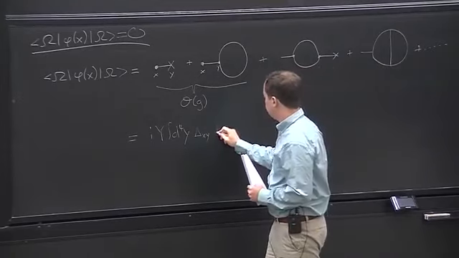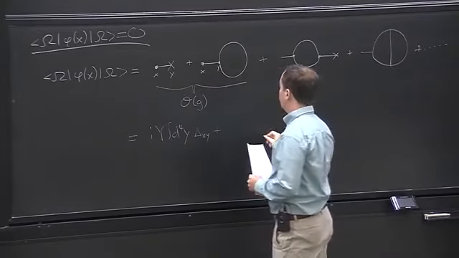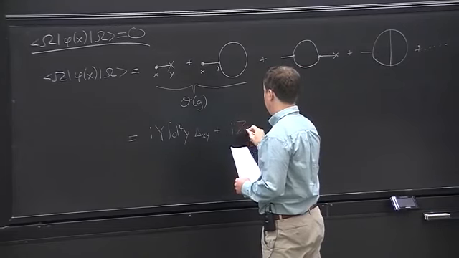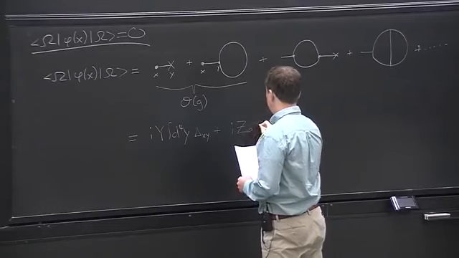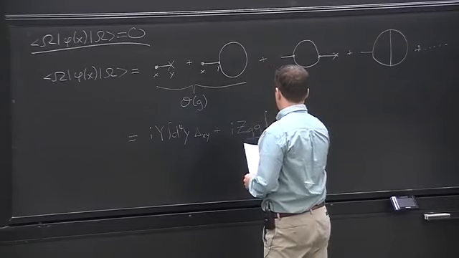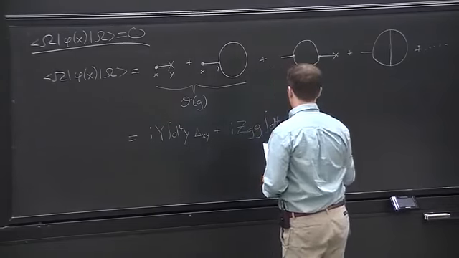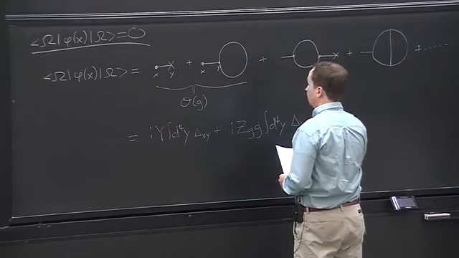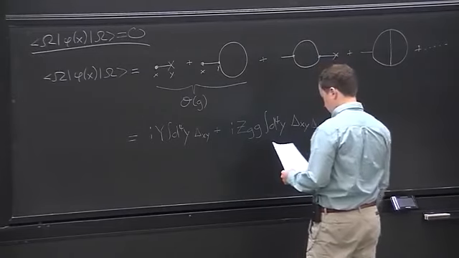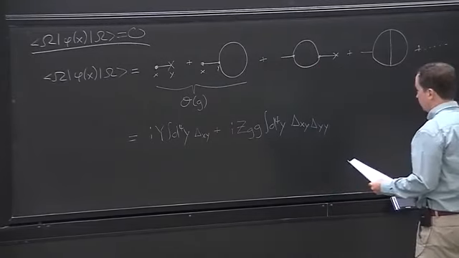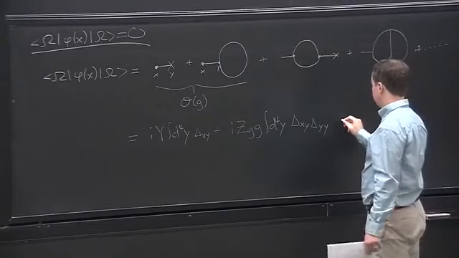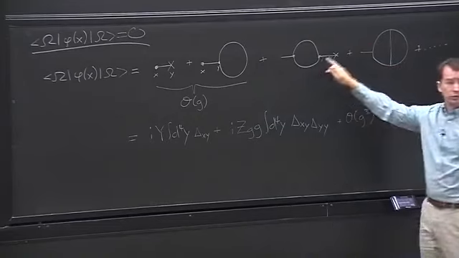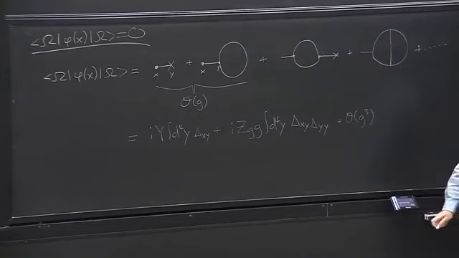Our second diagram has one cubic vertex. So it's i zg g, integral d4y. And then we have two propagators, a propagator from x to y and a propagator from y to y. And any other contributions will involve at least 3 vertices, so there'll be at least order g cubed.